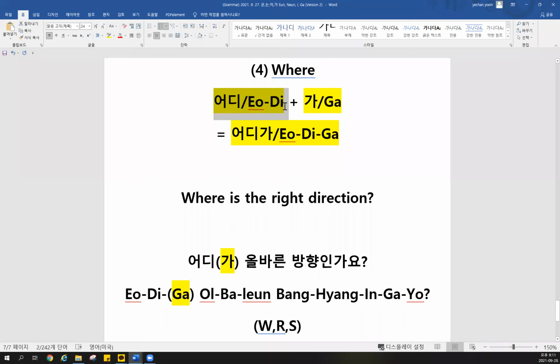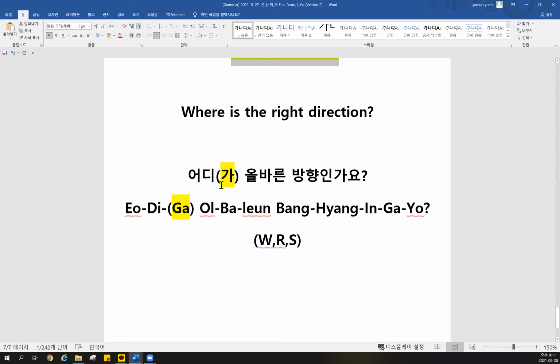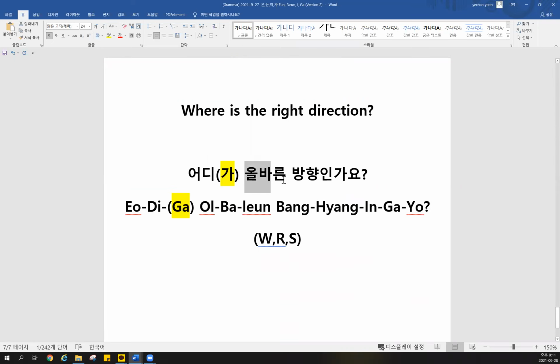And lastly, where? Where is the 어디? There's no down consonant, so which one is going to be used? 가. So, 어디가. Now you can say, where is the right direction? 어디가 올바른 방향인가요? 방향인가요 is the ending for asking. 어디가 올바른 방향인가요?